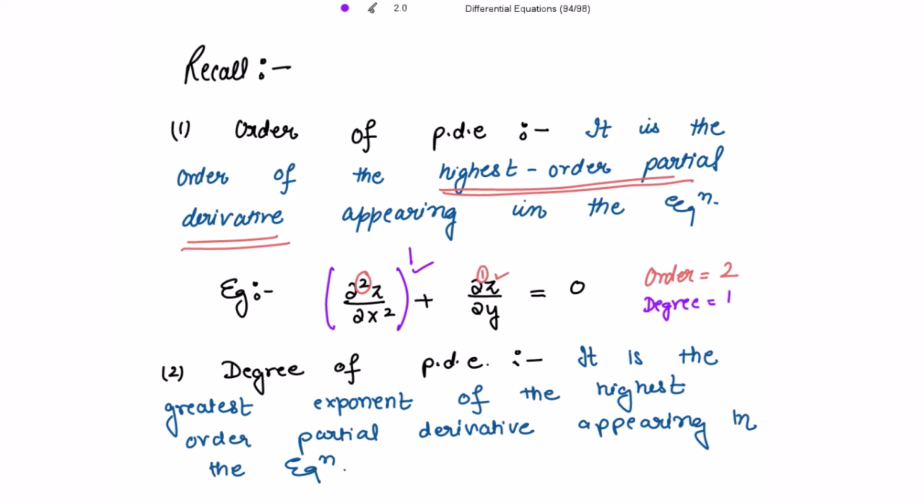So the definition: it is the greatest exponent of the highest order partial derivative appearing in the equation. If I am having here the exponent 3 and here the exponent 1, the order is definitely 2, but what is the degree? It is 3. We have to take the exponent of the highest order partial derivative, right? So the degree is 3 in this case.